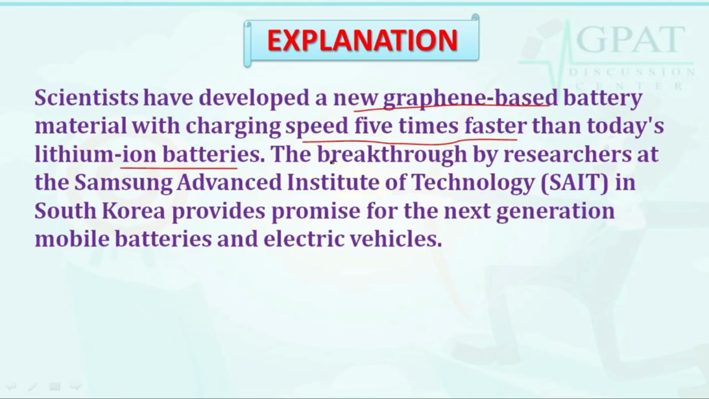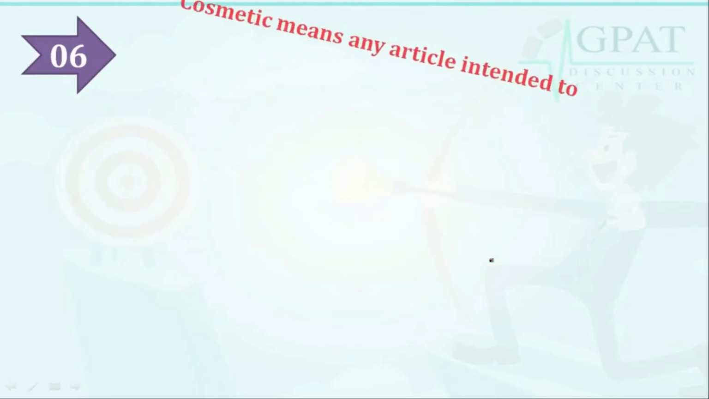The breakthrough by researchers at Samsung Advanced Institute of Technology, that is SAIT, in South Korea provides promise for the next generation mobile batteries and electric vehicles. So students, just try to note down these names and memorize that Samsung Advanced Institute of Technology in South Korea provides promise for the next generation mobile batteries and electric vehicles. So it's all about this question. Moving on to the next question.